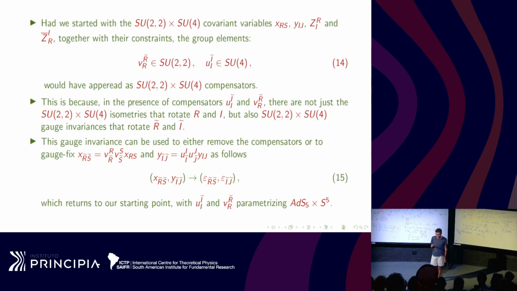So had we started with SU(2,2) times SU(4) covariant variables x, y, z, and z bar, together with the constraints, the group elements v and u would have appeared as SU(2,2) times SU(4) compensators. This is because in the presence of the compensators, they are not just SU(2,2) times SU(4) isometries that rotate the R and I indices, but also the SU(2,2) times SU(4) gauge invariances that rotate R tilde and I tilde. These gauge invariances can be used to remove the compensators, or to gauge fix the axis, as I did here in equation 15, to epsilons, which returns to our starting point.